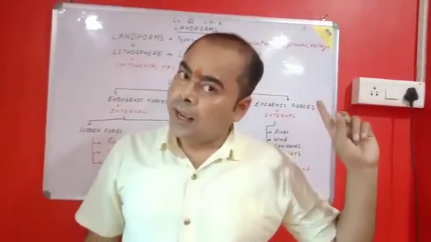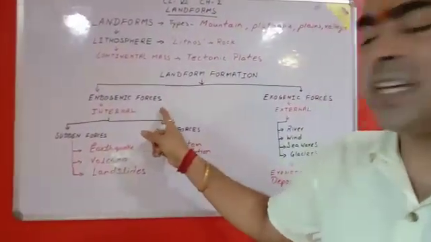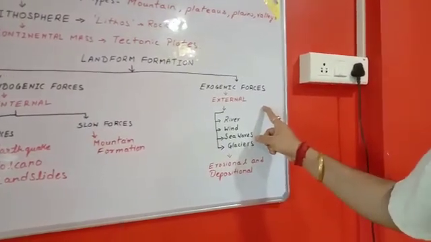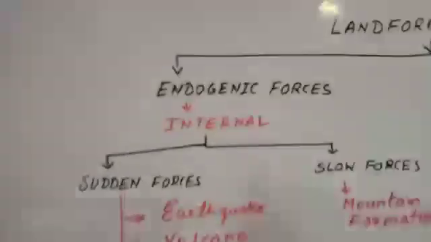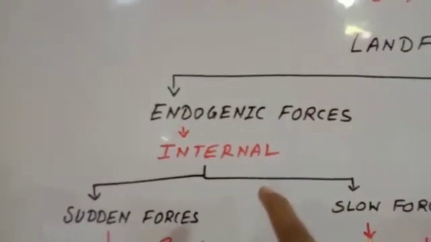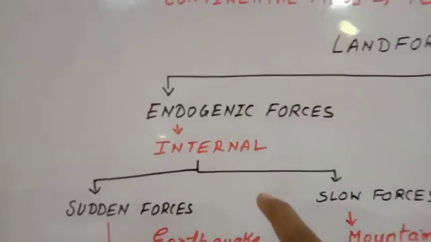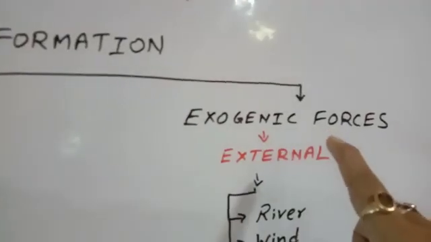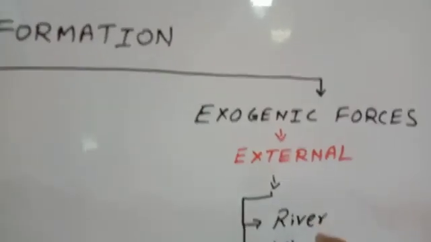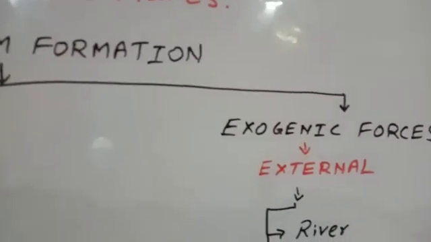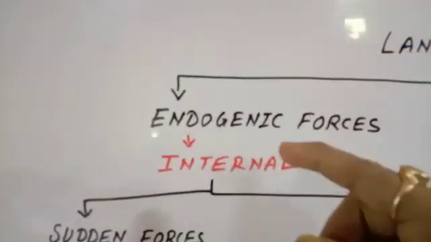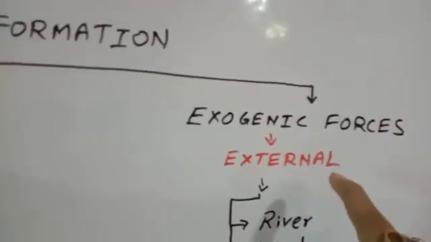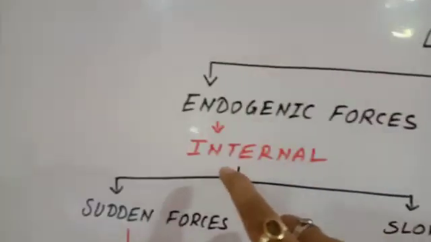One is endogenic forces, another one is exogenic forces. Now what are endogenic forces? Endogenic forces are known as internal forces, the forces which are present inside the earth, and exogenic forces are known as external forces, the forces which are present on the earth, above the surface of the earth. Endogenic forces are generated inside the earth, and exogenic forces act outside the surface of the earth. That's why they are known as external forces and internal forces.